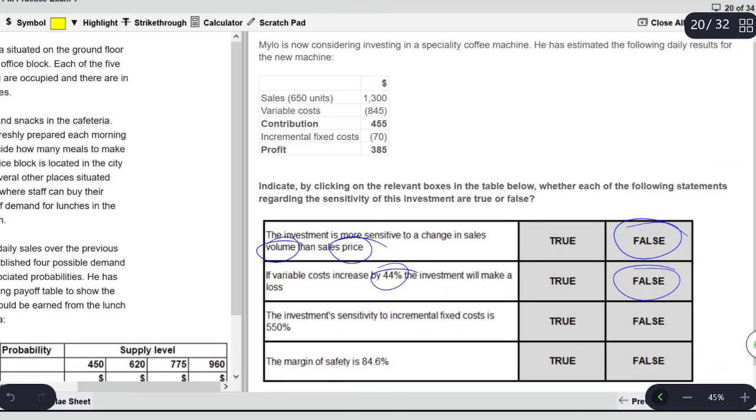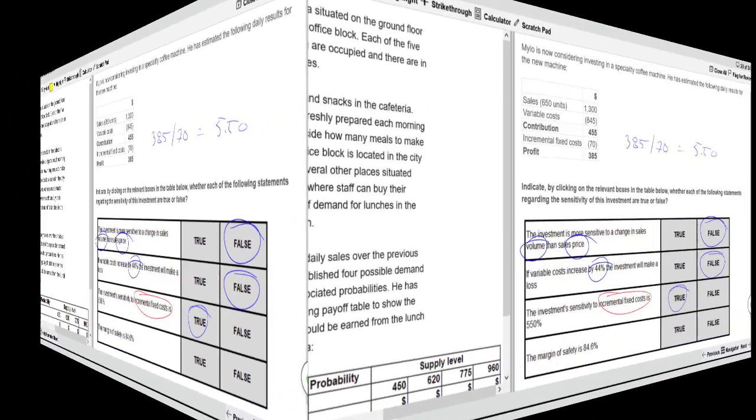The next one is checking the investment's sensitivity to a change in fixed costs. So we divide the 385 by 70, and we get 5.5 or 550%. So third statement is true.